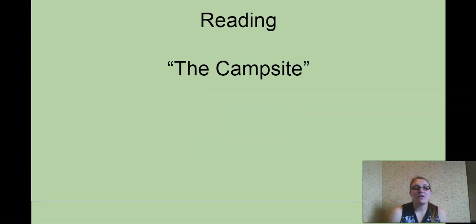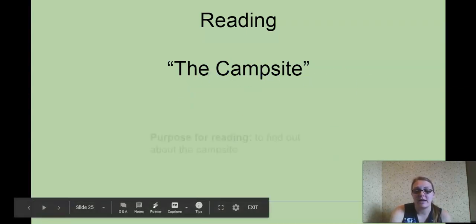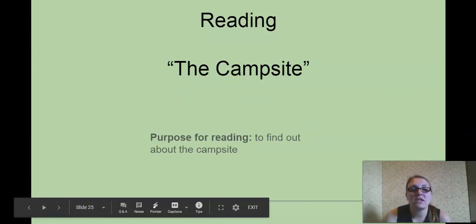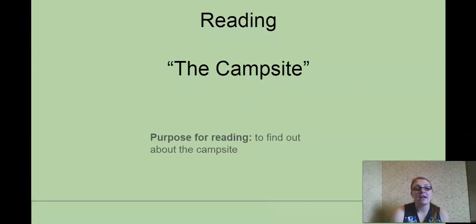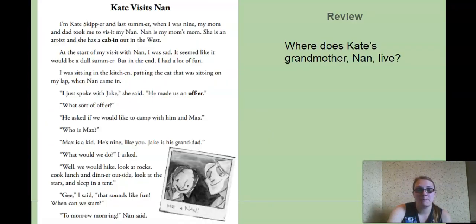Okay, now we're moving on to part 2 of our lesson, the reading. Yesterday we read the first story in the series, Kate Visits Nan. In that story Kate was going to visit her grandmother, and they got an offer, that was one of our spelling words, an offer to go camping with Jake and Max, who were a grandson and grandfather. Today's story is called The Campsite. The reason we're reading this story, our purpose today, is to find out all about the campsite.